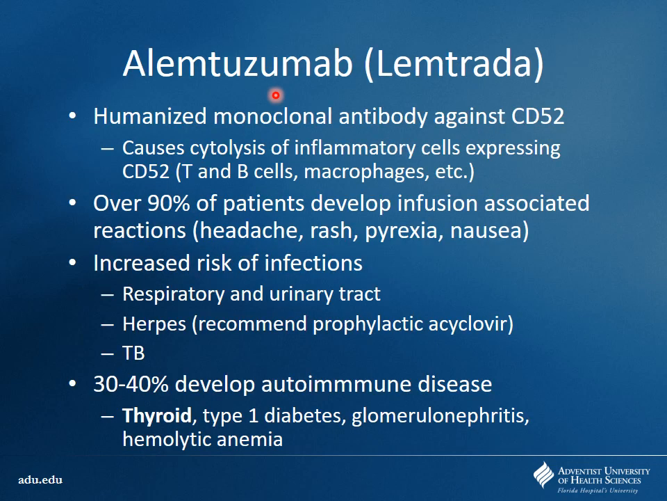And then one final monoclonal antibody, Alemtuzumab or Lemtrada. This is actually a monoclonal antibody against CD52. Again, by binding to it, you can cause cytolysis and kind of increase cell death for those cells that actually express CD52, which are primarily macrophages, T and B cells. You're going to find that a lot of patients develop infusion reactions to this.